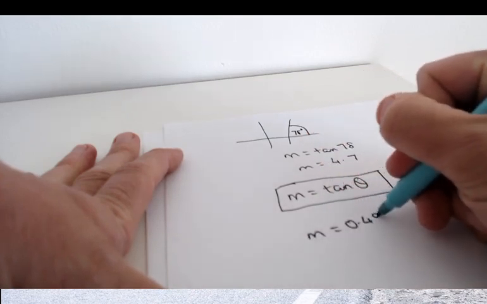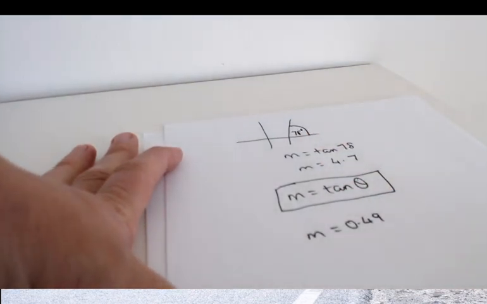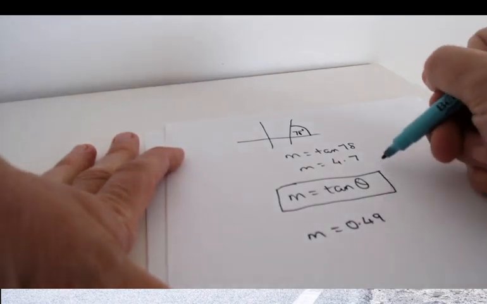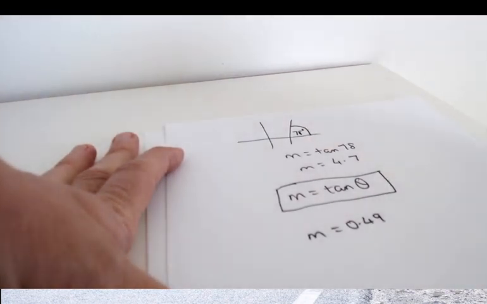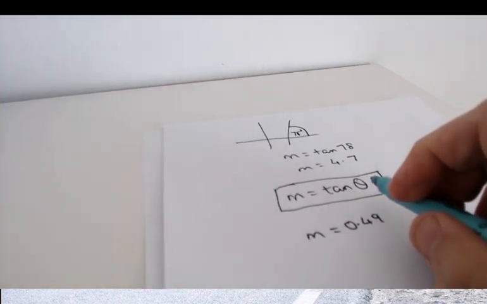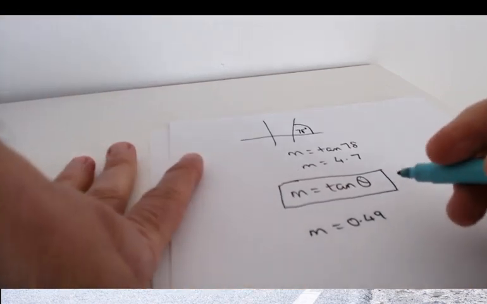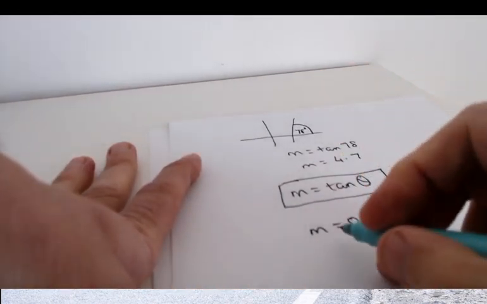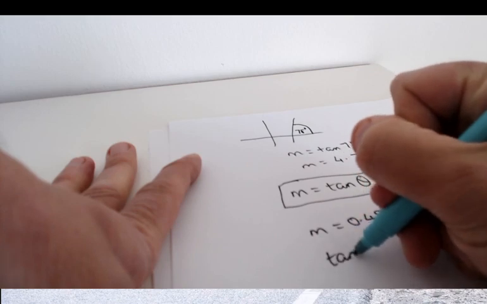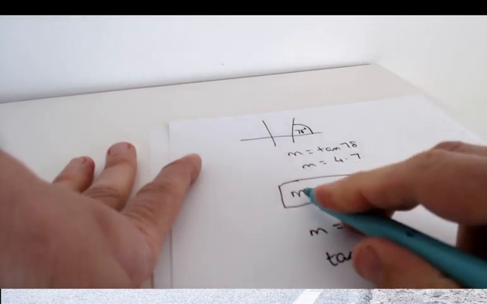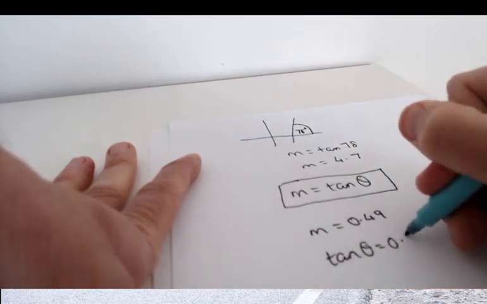If I tell you that the gradient is 0.49, it is possible for you to go backwards and work out what this angle is going to be up here. How would you do that? Well, you're going to use the formula. What you're going to say is that tan theta equals, not m, but 0.49.